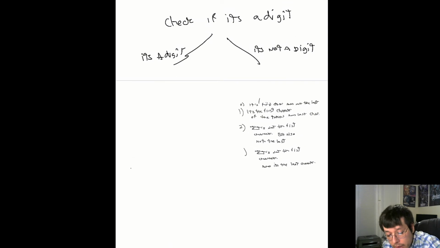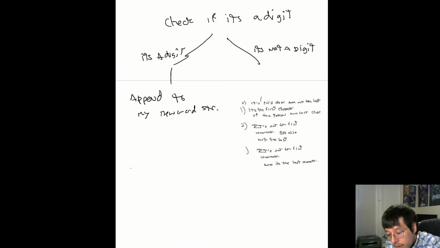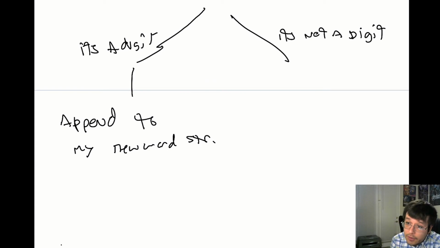So if it's a digit, I want to append to my new word token or string, okay? That's it. That's going to be good enough for me to append it. Next, let's just get rid of this for now. Let's see what I want to do if it's not a digit.